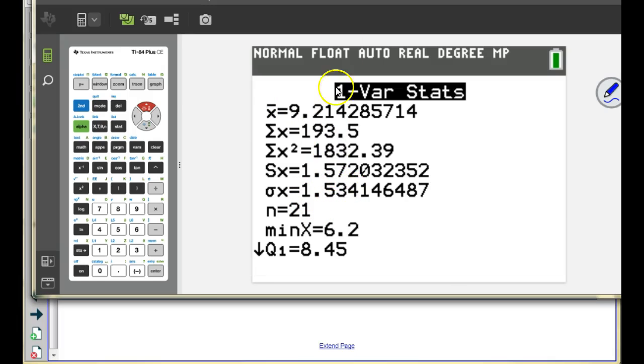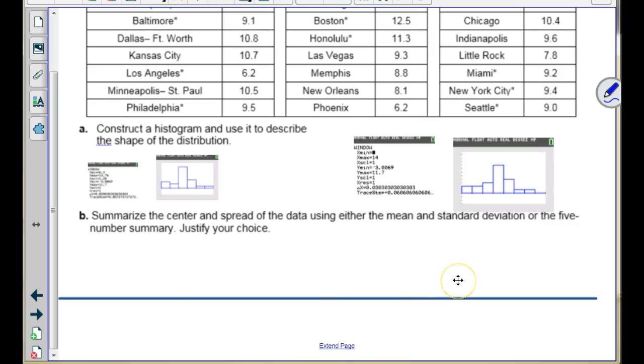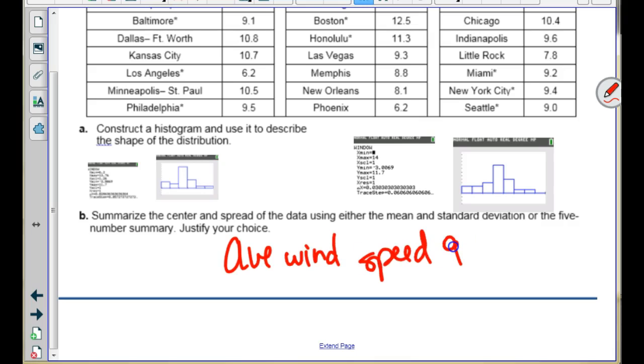All right. Average wind speed, was it 9.2, guys? And standard deviation, I already forgot. Was it 1 point something?